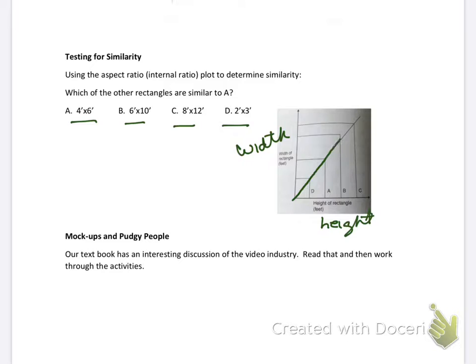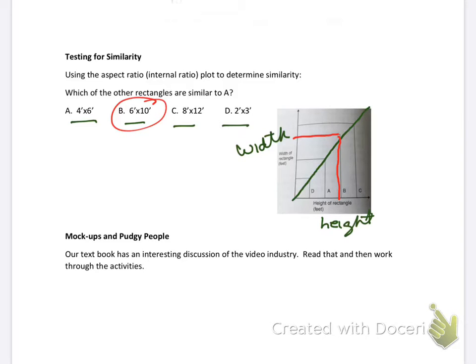And do you see how they all do except for B? B is not quite on the same line as the others. Let me fix that. So this is above it slightly. So the sides are not in proportion. So of these shapes, only B is not similar.